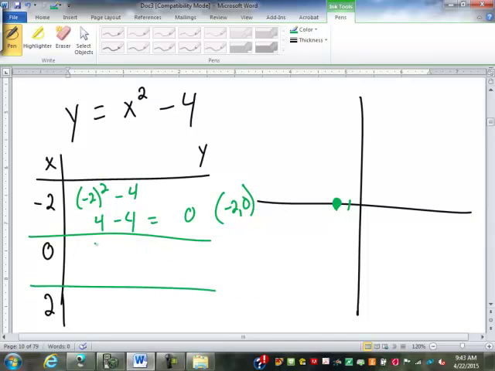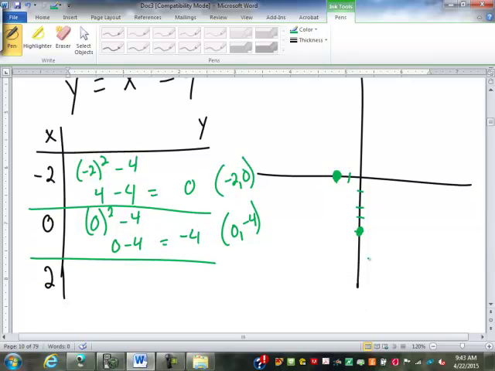If x is 0, y is 0 squared minus 4. What's 0 squared? 0 minus 4? -4. So we get the point 0, -4. Right there. If x is 2, y is going to be 2 squared minus 4. What's 2 squared? 4. 4 minus 4 is 0. So we get 2, 0, right there.